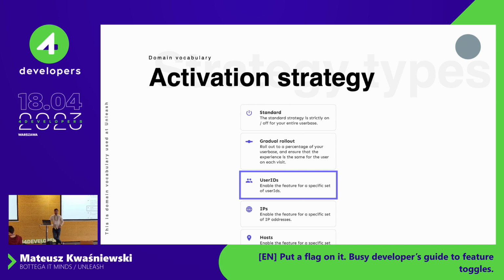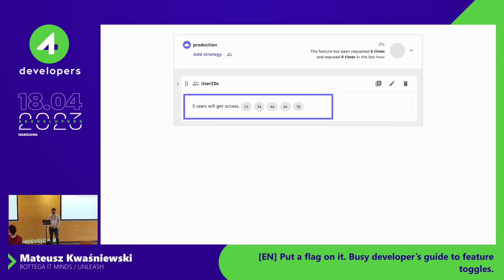Now, the activation strategy. What's the activation strategy? This is, by the way, the domain vocabulary we use at Unleash. Activation strategy specifies which users we enable our feature for. So we want to say, in production, we're going to enable this feature for our two-pizza team.